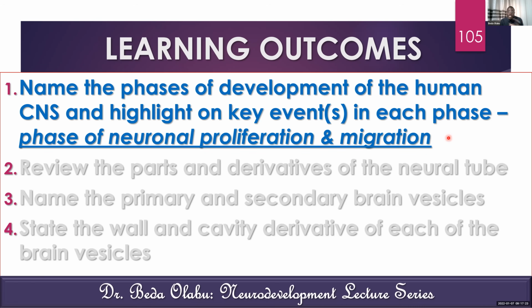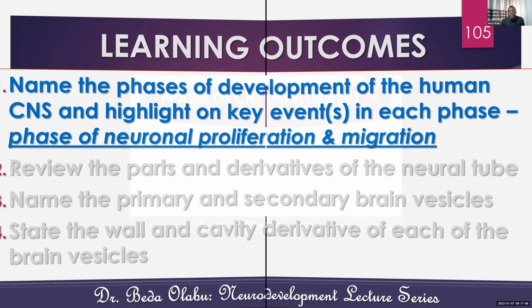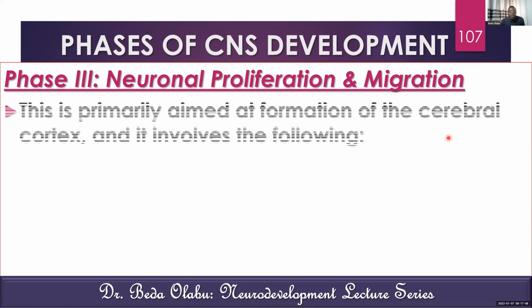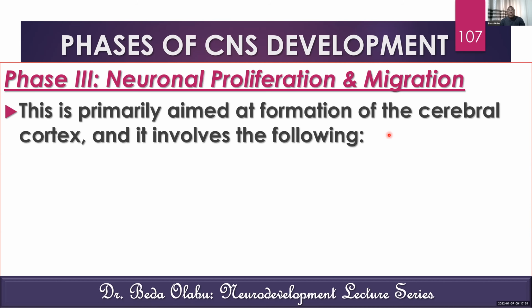Let's now talk about the third phase of development of the brain. That is the phase of neuronal proliferation and migration. This phase may be a bit tricky, a bit technical, but I'll try to keep it as simple as I can so that we're on the same page. The phase of neuronal proliferation and migration is primarily aimed at development of the cerebral cortex.